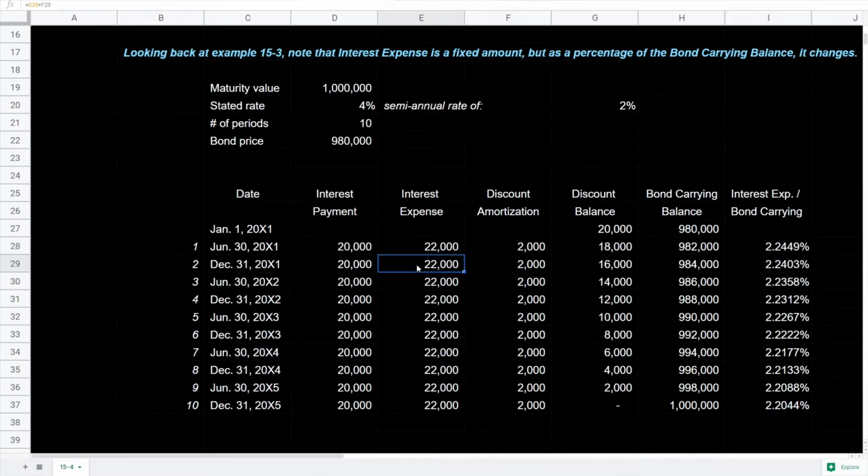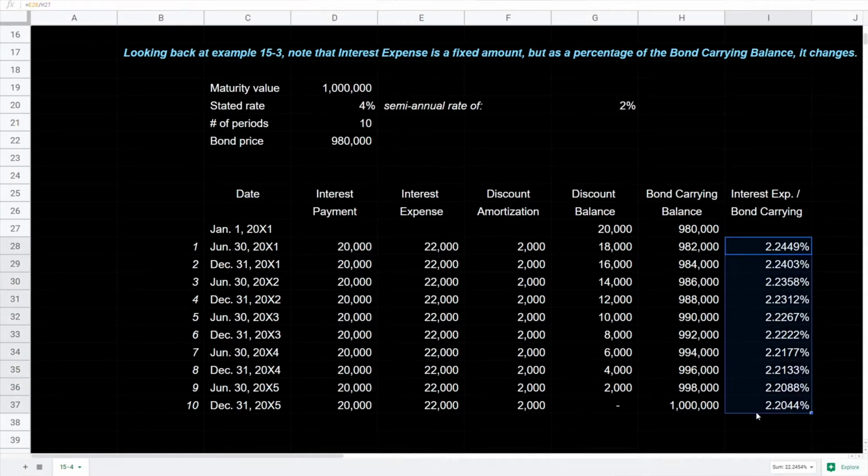We can do the same thing in the next period. We can take $22,000 and divide it by the preceding carrying value on the table of 982, and now we get a different percentage. The point I'm trying to make is that the interest expense as a percentage of the carrying value is changing each and every period. Now we have to think about if that is good matching or not.